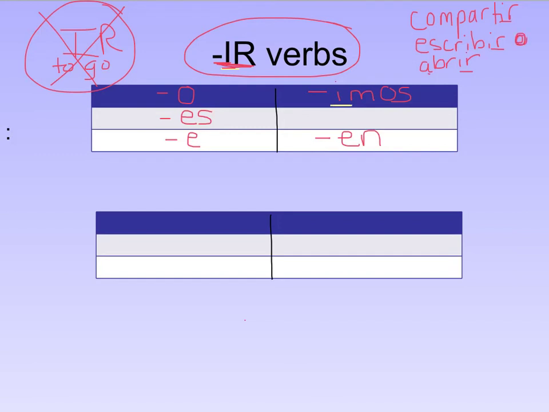Let's do escribir together. We're going to write escribo, escribes, escribe, escribimos, escriben. You need to know how to conjugate IR verbs, so you need to make sure you have this chart down.